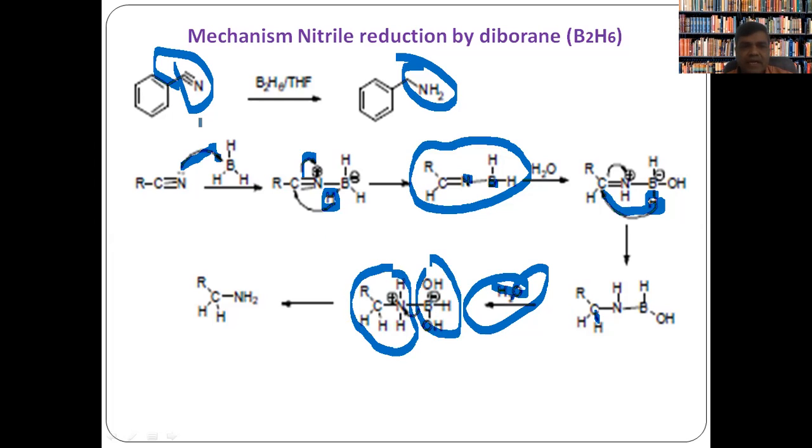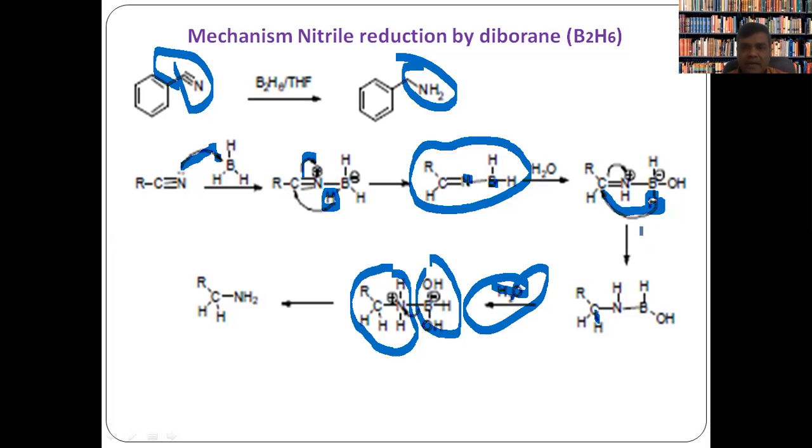This way, cyanide is converted to primary amine. Let us see once again the mechanism. In the first step, nitrogen donates lone pair to the boron. Bond is formed between nitrogen and boron. After that, hydride ion transfers to the carbon because pi bonded electrons are shifted onto the nitrogen. After that, hydrolysis, addition of H positive and OH negative across the nitrogen boron bond.